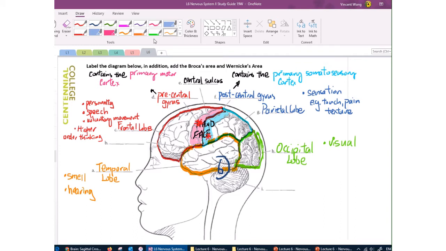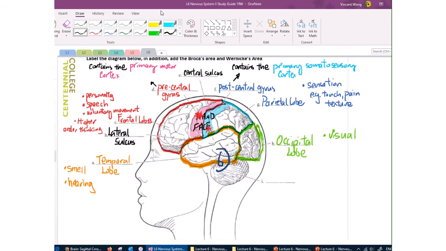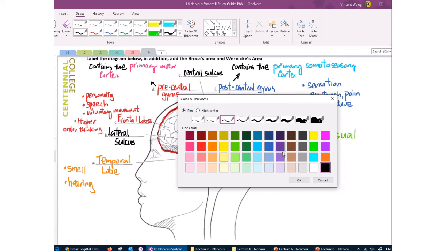Right. So B here points to another sulcus. This is called the lateral sulcus. Okay, sometimes it's called lateral fissure. Fissure, sulcus, is similar. So those are the different lobes and the functions associated with it. There are a few other things here that we can label. We'll label it first, and then we'll learn about their function later on.